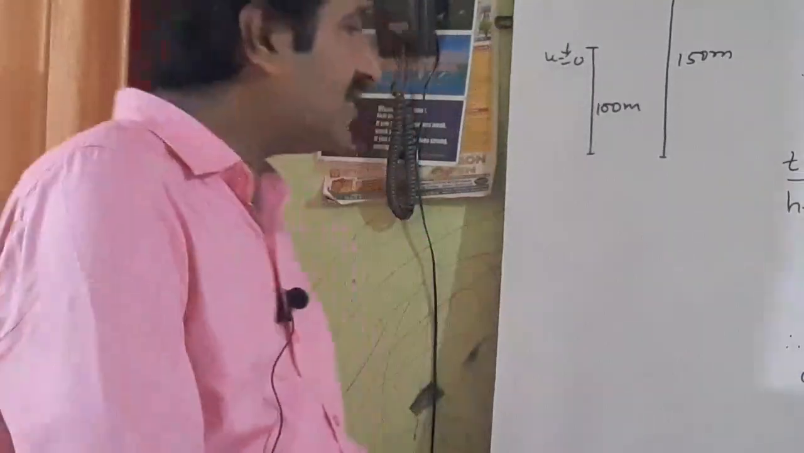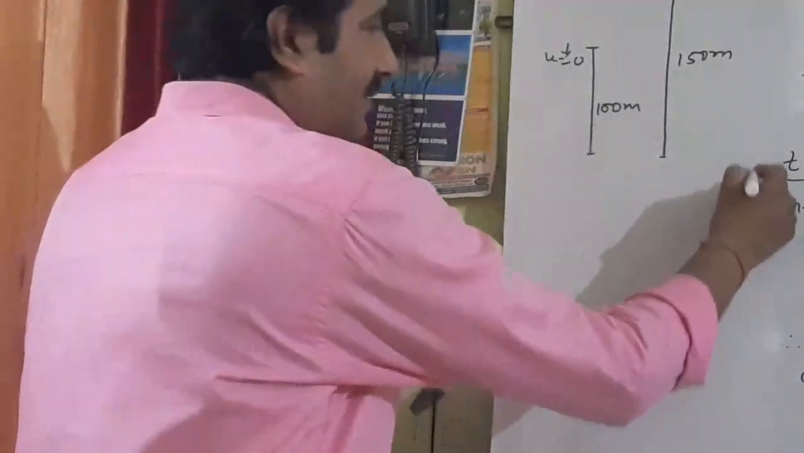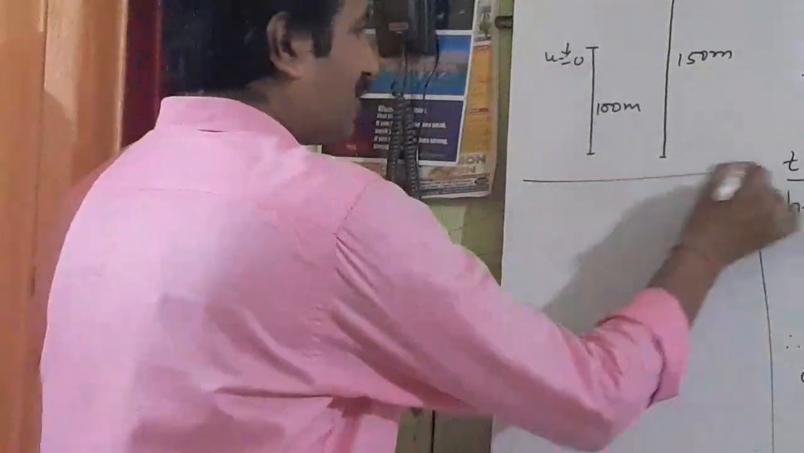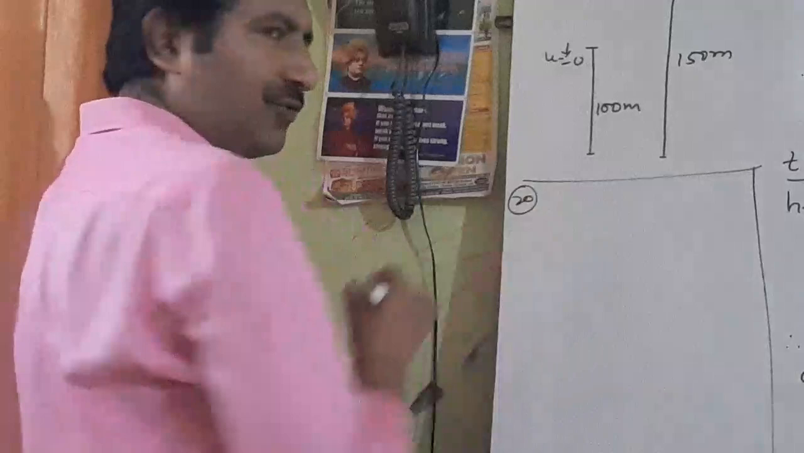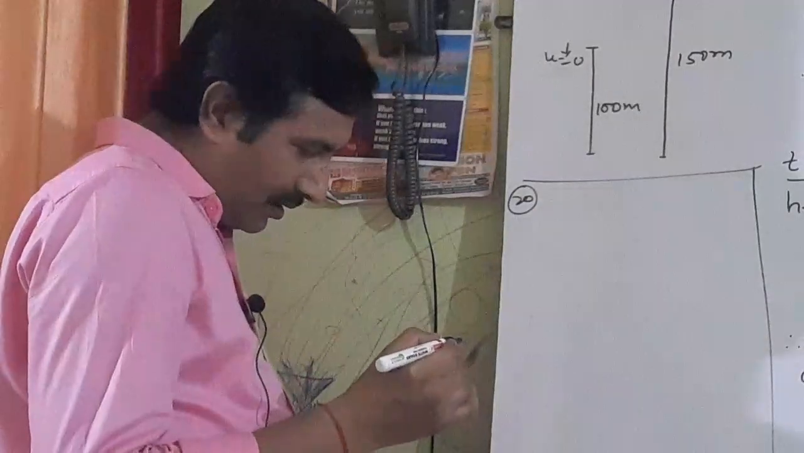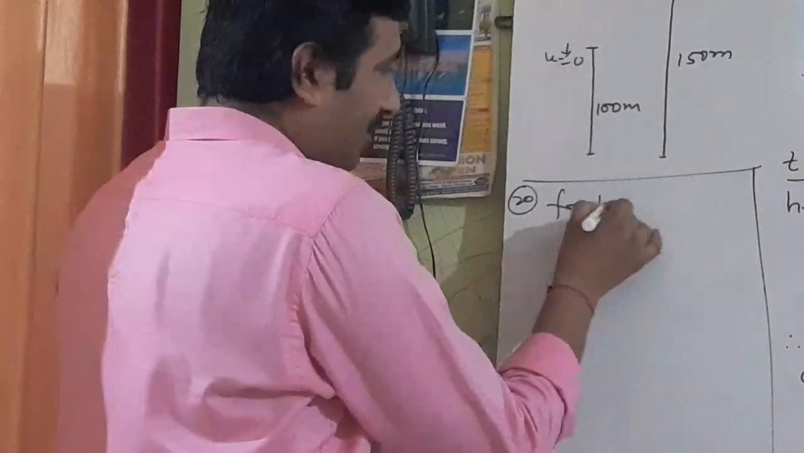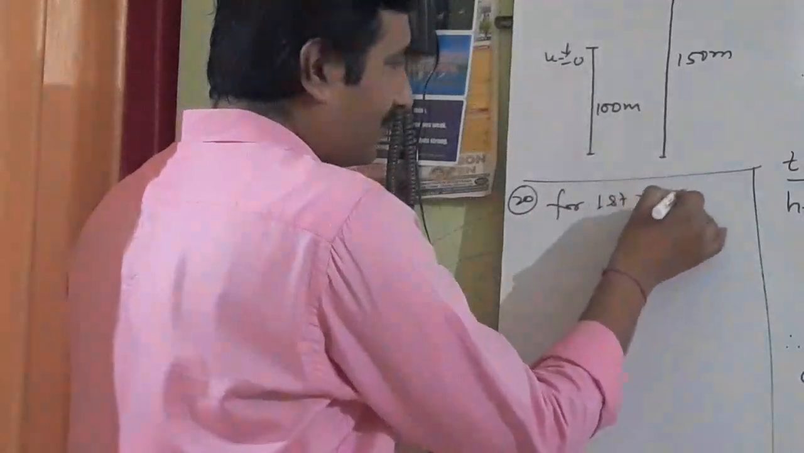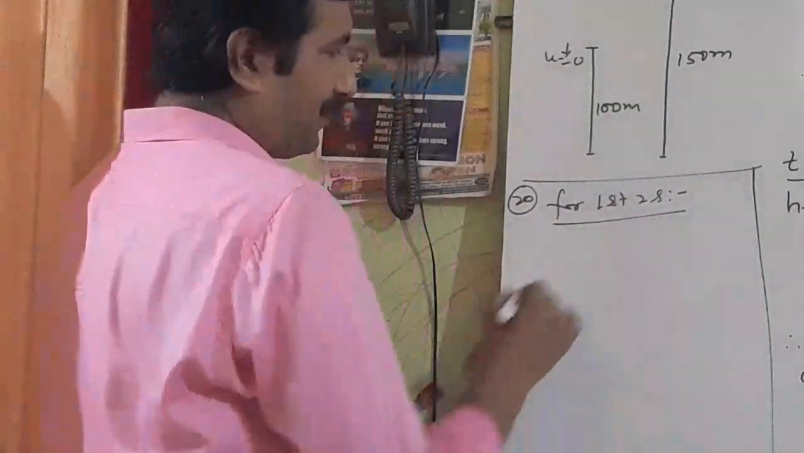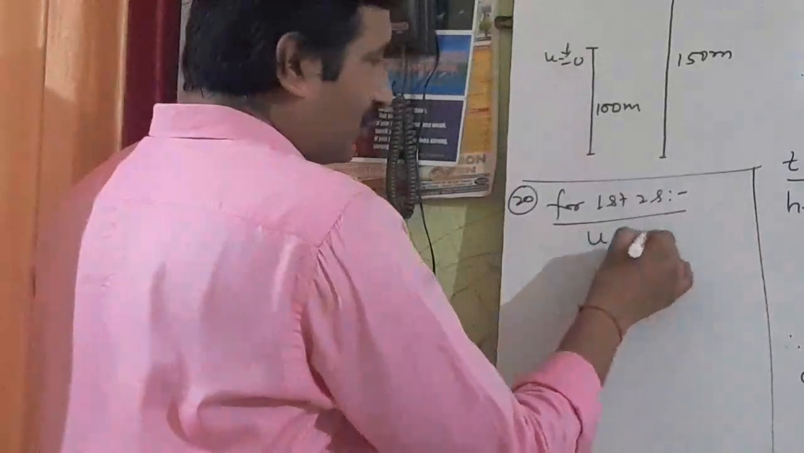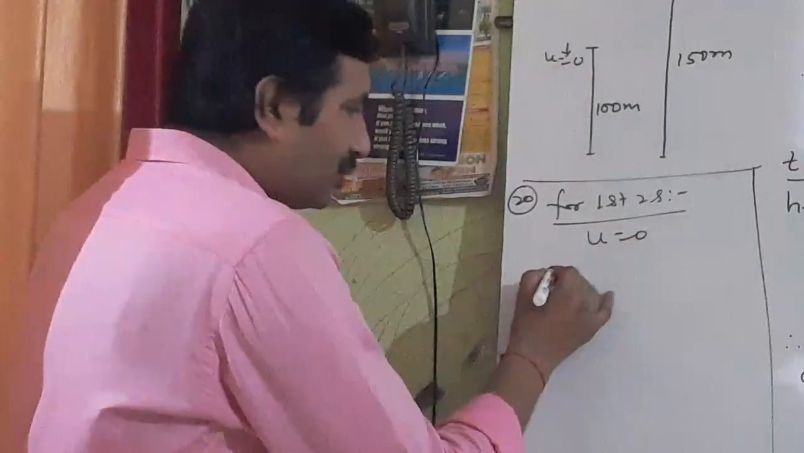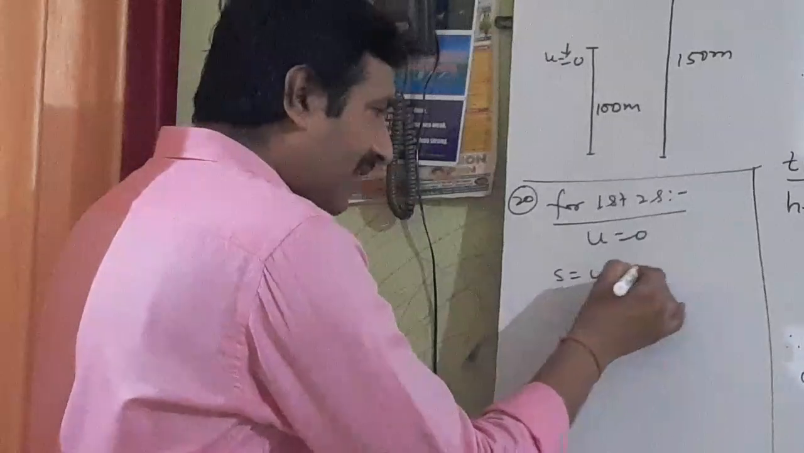So let us discuss it as question number 20. You see, for the first 2 seconds, you see, u is equal to 0. Use s is equal to ut plus half at square.